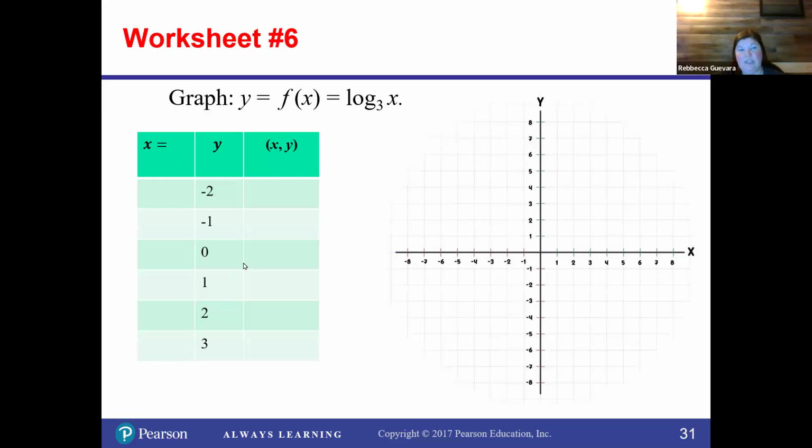So for you guys, the first thing I want you to work on is log base 3 of x. First, write this as an exponential, so you get your inverse, 3 to the y equals x. Then graph that with the y values first, finding the x's, to get your function over here.